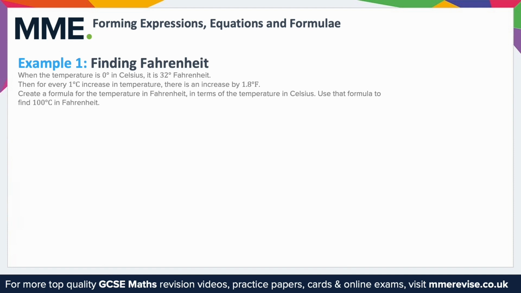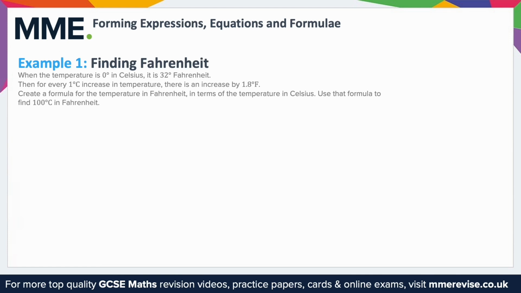Example 1, finding Fahrenheit. When the temperature is 0 degrees in Celsius, it is 32 degrees Fahrenheit. Then for every 1 degree C increase in temperature, there is an increase by 1.8 degrees Fahrenheit. Create a formula for the temperature in Fahrenheit in terms of the temperature in Celsius, then use that to find 100 degrees C in Fahrenheit.